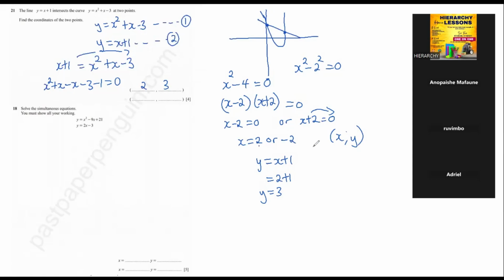And then for minus 2, if x is minus 2, what is our y? Using the equation of our line, y is equal to minus 2 plus 1. So y is minus 1. So when x is minus 2, y is minus 1. So that becomes our other coordinate, minus 2, minus 1.